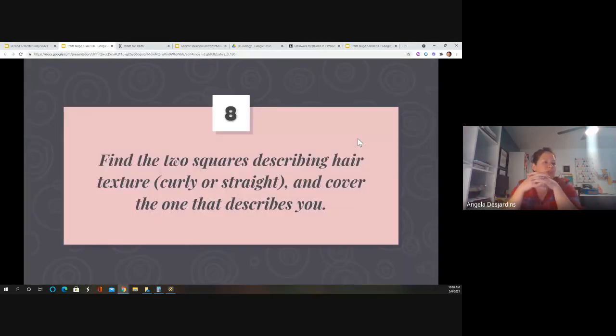You're going to find the 2 squares describing your hair texture, and you're going to cover the one that describes you. In terms of curly hair, remember that falls on a spectrum. So if your hair is wavy, that's a type of curl. If you got out of a shower and let your hair naturally dry, does it at least give a wave? Okay, that's curly. If it just dries stick straight, you would have straight hair. So find the square that describes your hair type and cover the one that applies to you.